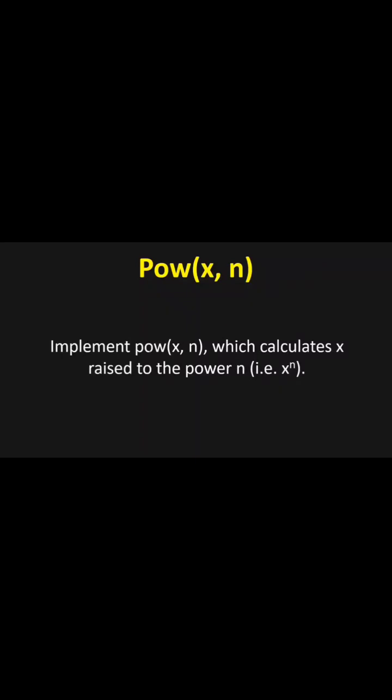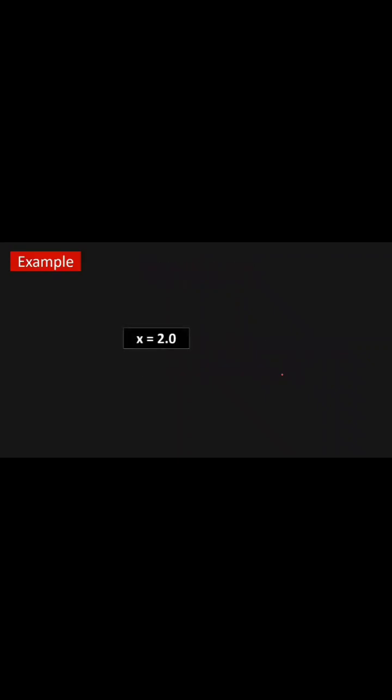Welcome to the coding interview problem, Power of x, n. Implement the power(x, n) function which calculates x raised to the power n. For example, if you are given x equals 2.0 and n equals 2, then we have to return 4. Here we see 2.0 to the power 2 equals 4.